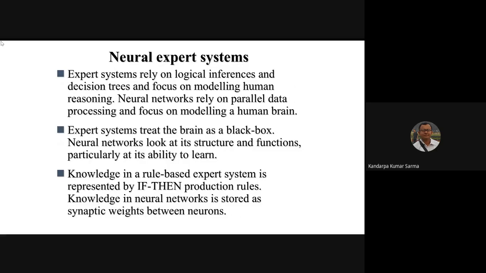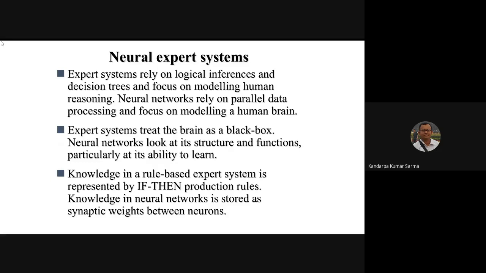The expert system relies on logical inferences and decision trees and focuses on modeling human reasoning. Neural networks rely on parallel data processing and focus on modeling a human brain. Expert systems treat the brain as a black box. Neural networks look at its structure and functions, particularly in its ability to learn.